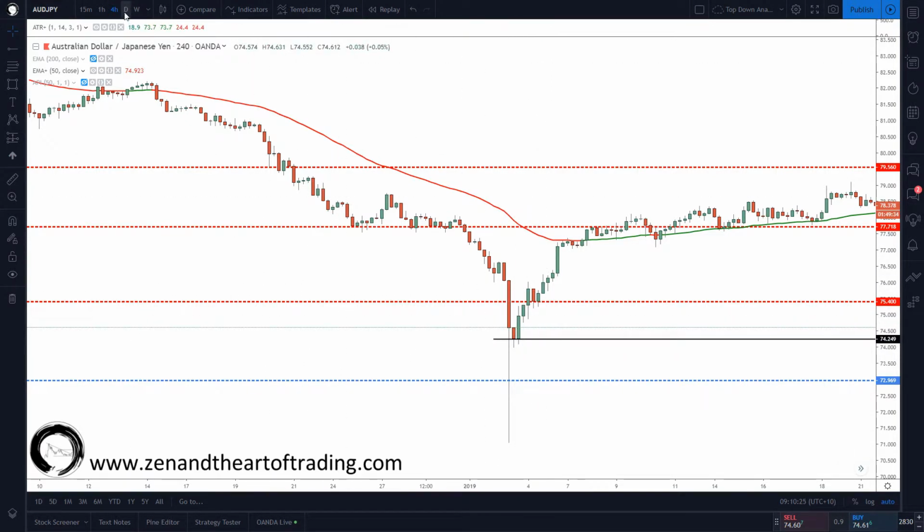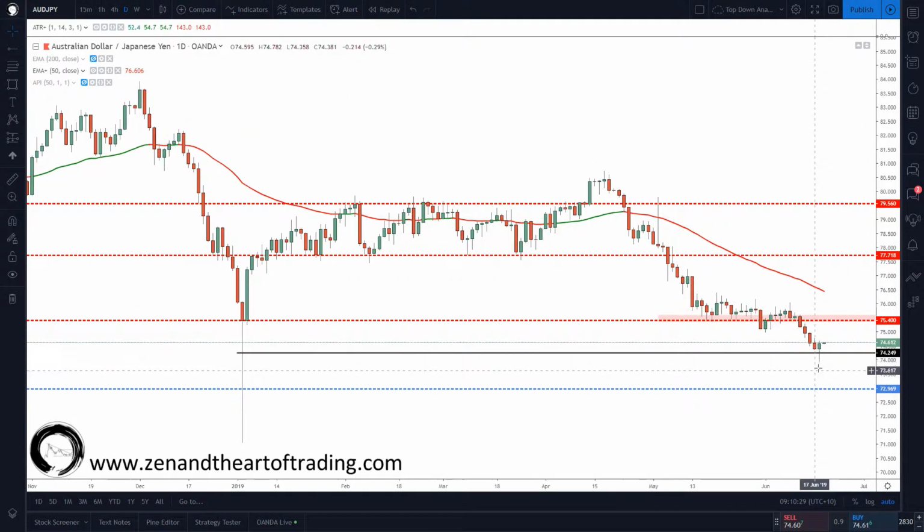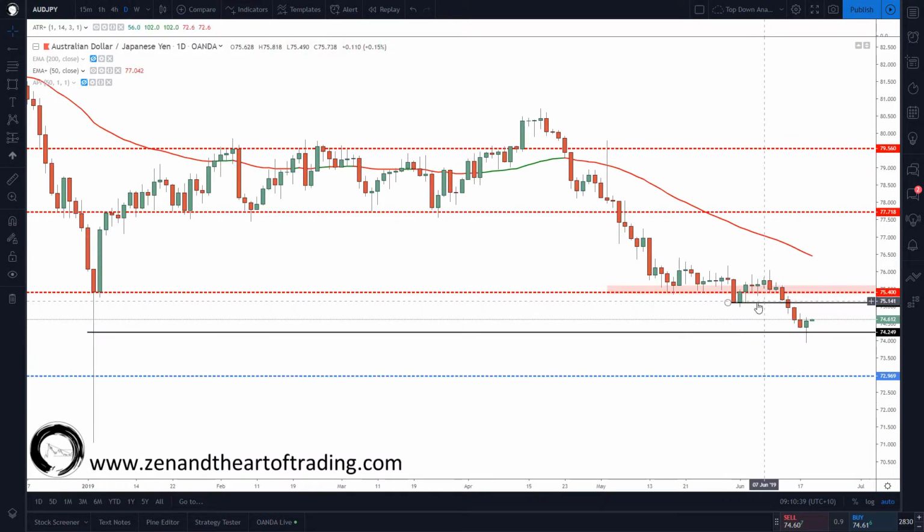So when the daily chart got down there, you'll see last night we had a test of this zone and a rejection. So it's possible we'll see a retracement back up into these lows. It's very possible. In fact, I'd say it's likely.